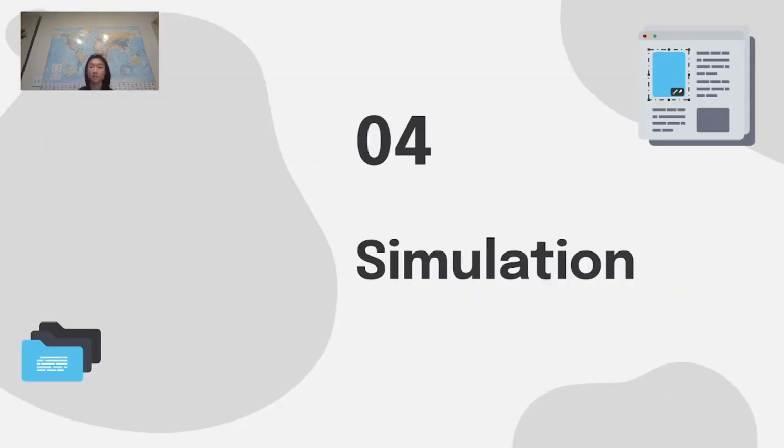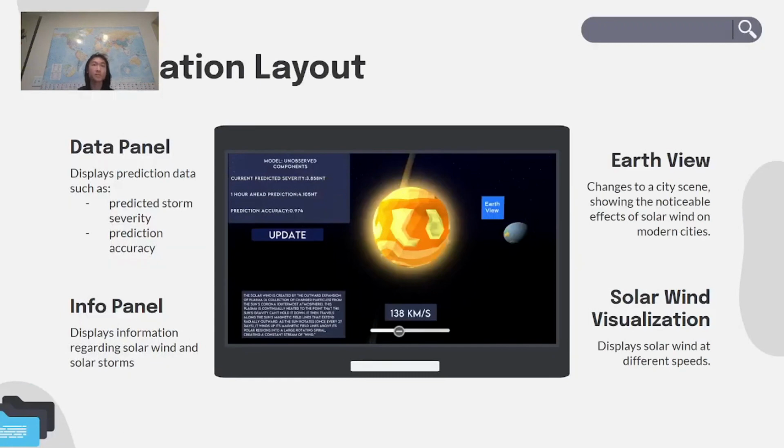And the part for the simulation. The simulation layout, again going back to the demo, we have the data panel on the top left, which displays prediction data such as the predicted storm severity, which is in the DST index, as well as prediction accuracy. There's also the info panel on the bottom left, which displays information regarding solar wind and solar storms. The Earth view here changes to the city scene, which can show the noticeable effects of solar wind on modern cities.